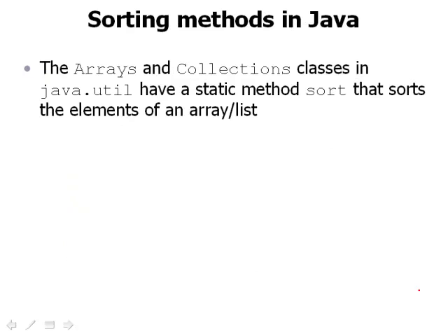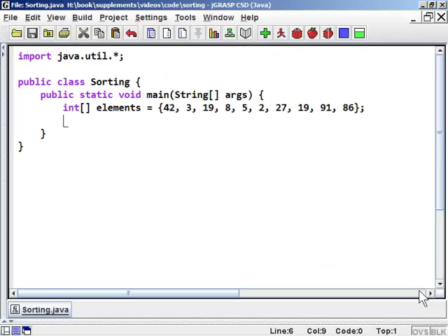So the first thing is that there are two sorting methods built into Java that are useful. The Arrays class and the Collections class each have a static method named sort that will sort the elements of an array or a list. So if we go to an editor here and we have an array of elements that is not particularly sorted, if I want to arrange them into sorted order, as long as I've imported the java.util package, I can simply write Arrays.sort, and I can pass the array elements as a parameter. And then if I print the array, you'll see that they're in sorted order.